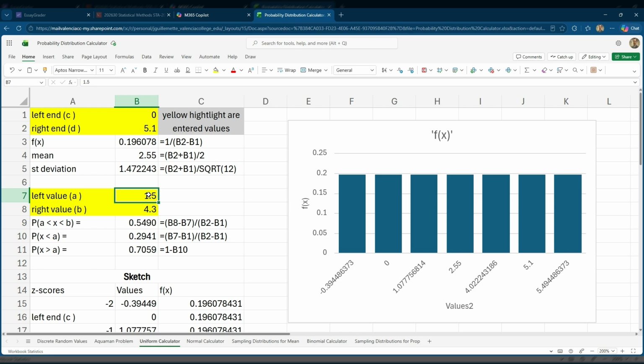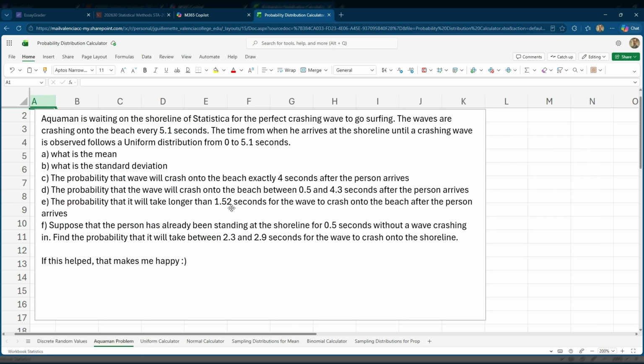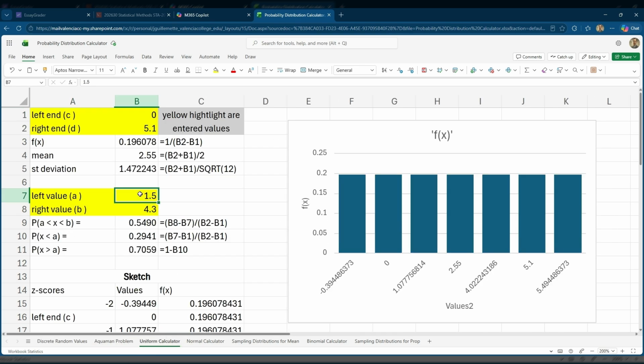Okay? Oh, 1.52 seconds. All right, so there you go. So 0.702, right? Now, how do I get this?